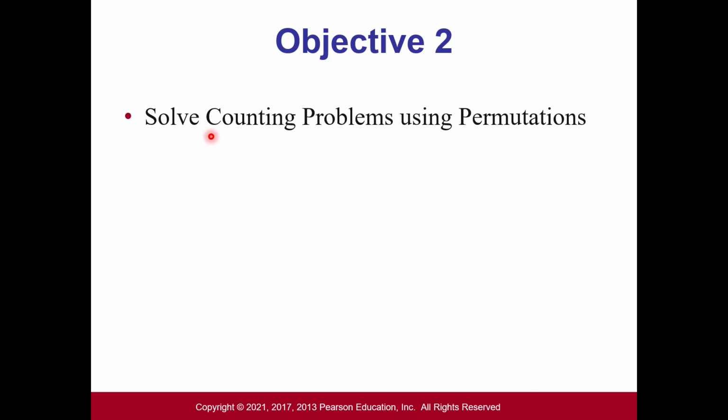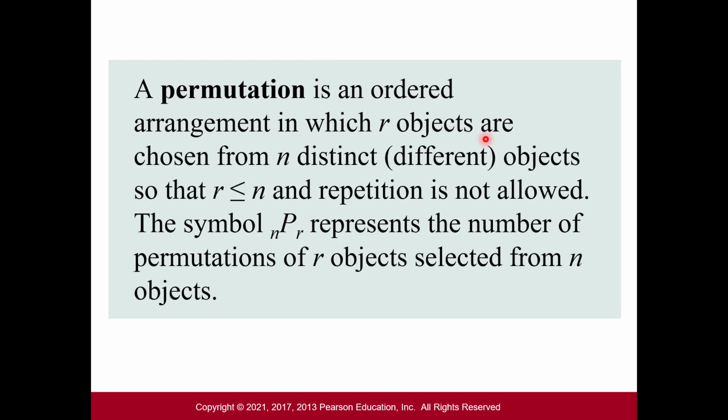The next objective, we're going to solve counting problems using what are called permutations. So a permutation is an ordered arrangement in which R objects are chosen from n distinct objects, where R is either less than n or equal to n. Okay? So real quick, you're choosing R objects from a choice of n. So that's why R has to be either equal to the whole number n or less than that. And then repetition is not allowed.